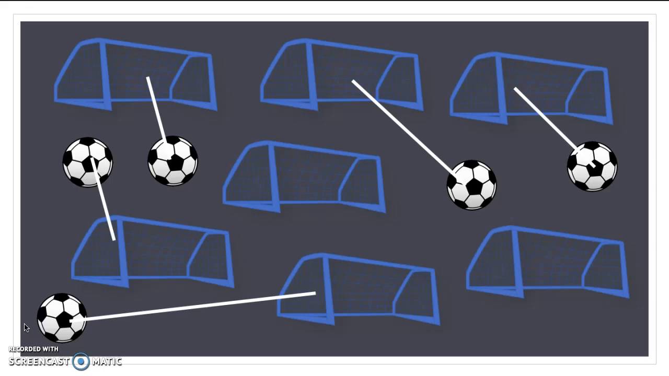Yes, we do have more nets than soccer balls. Yes, perfect. Excellent. How many more nets do we have than soccer balls? Excellent. 2. 1, 2. That's because I had 2 more nets than I do soccer balls. I know that because I just counted carefully. Fantastic.